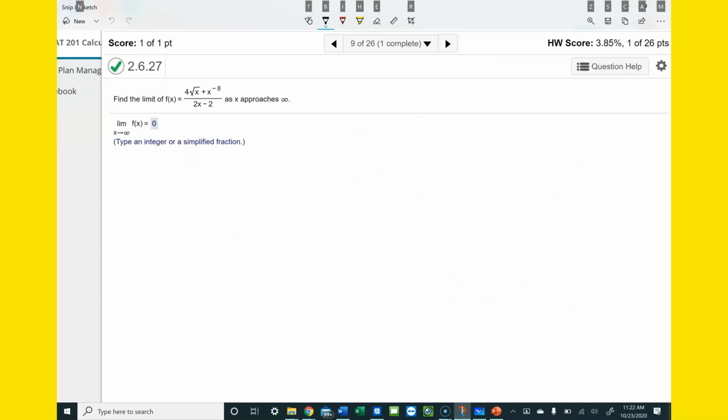Okay, what about this one? 2.6.27. Think of this term as 1 over x to the 8th. And so as x goes to infinity, that term's going to go away. So just think of this as 4 square root of x over 2x minus 2. And as x goes to infinity, the square root of x is the same thing as x to the 1/2.